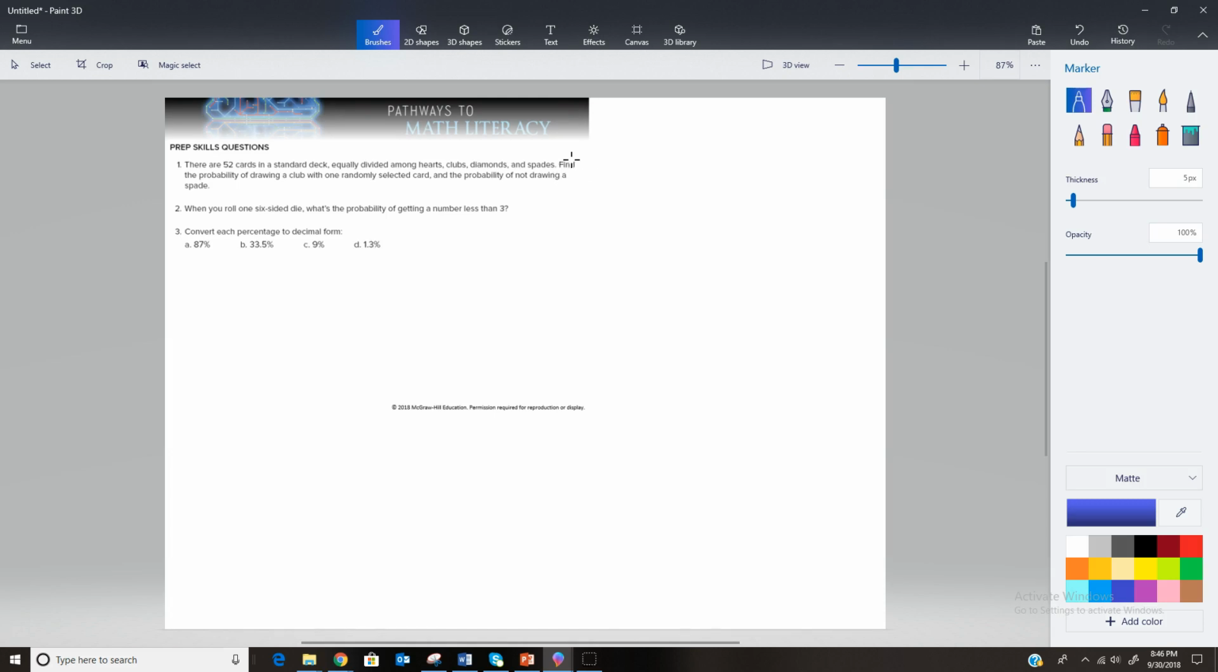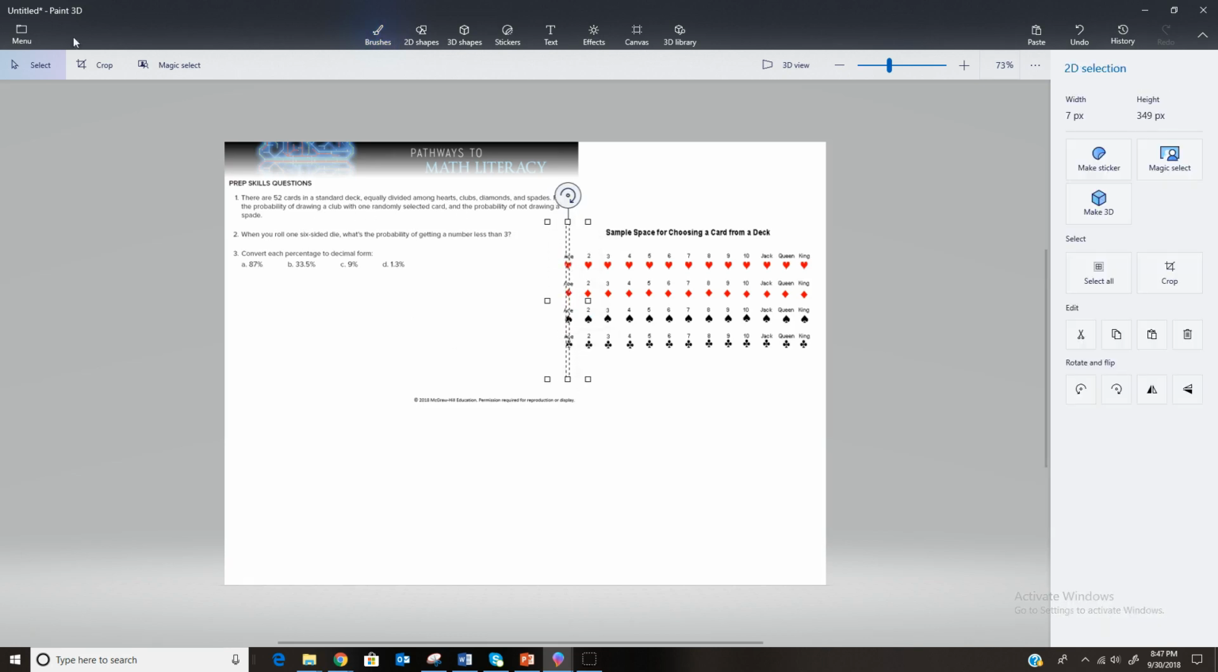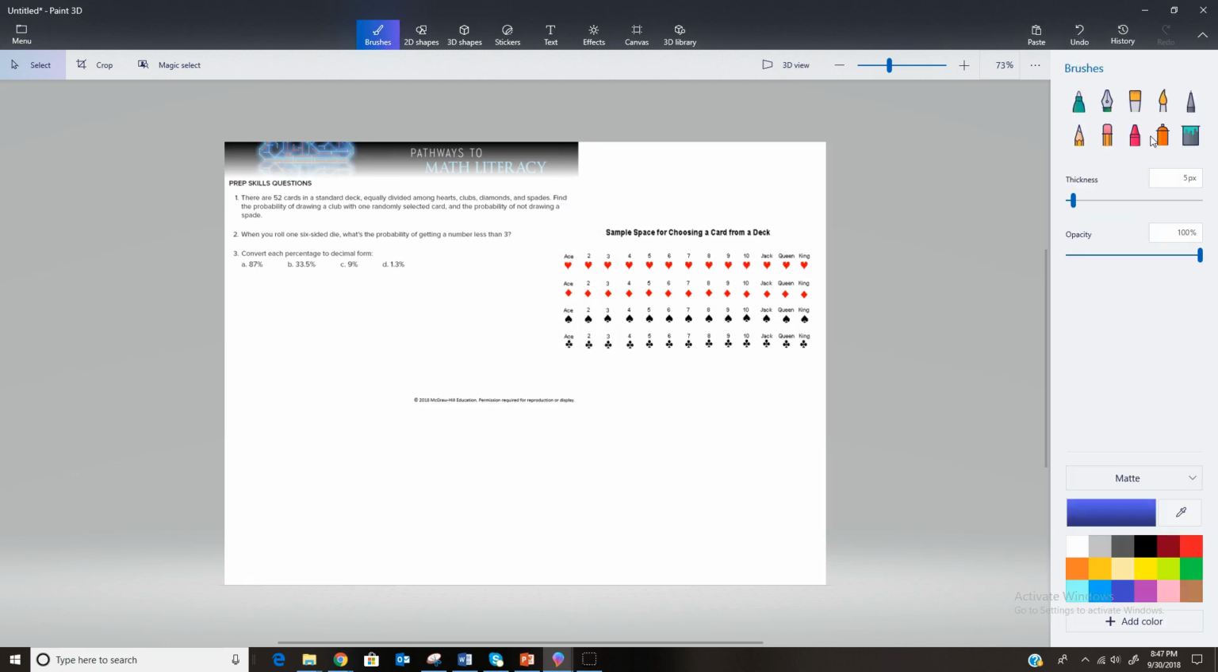So one of the things that I like to do on this is to look at the sample space because it makes it a little easier to visualize it. So here's a sample space for cards, and it says we want first the probability of drawing a club. Let me try that again. Okay, so let's do this down here. So we want to know the probability of drawing a club.